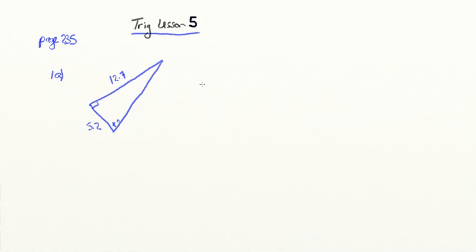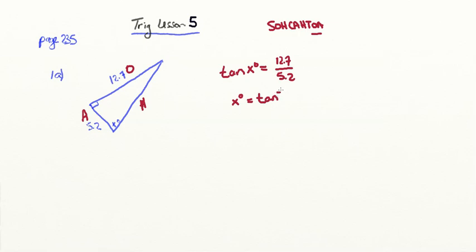First thing we need to do is to label all of our sides. So this will be our hypotenuse, opposite, and adjacent. We have adjacent and opposite, so we are going to be using tangent. So tan x is opposite over adjacent, 12.7 divided by 5.2. We need to take the inverse of the tan, so x degrees is tan inverse 12.7 divided by 5.2. We get out our calculator, and x is 68 degrees.